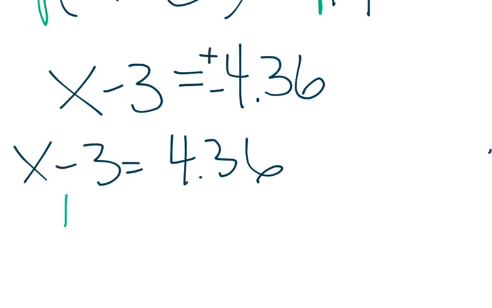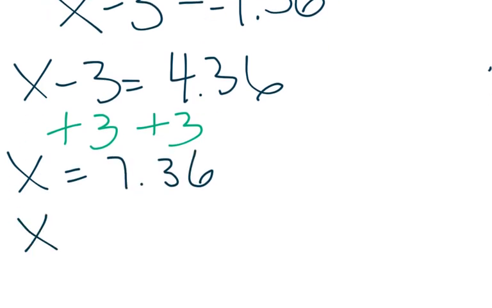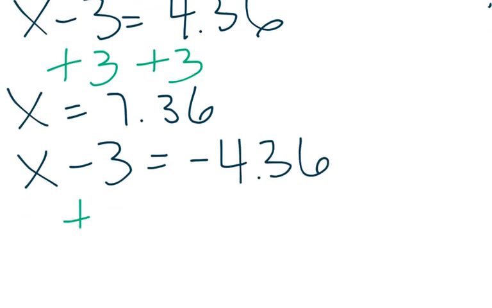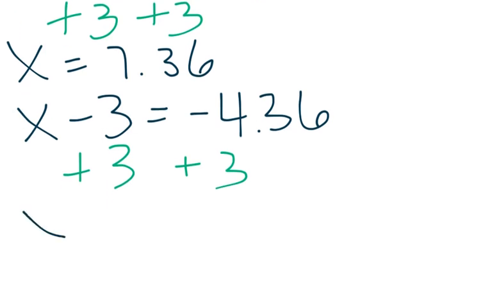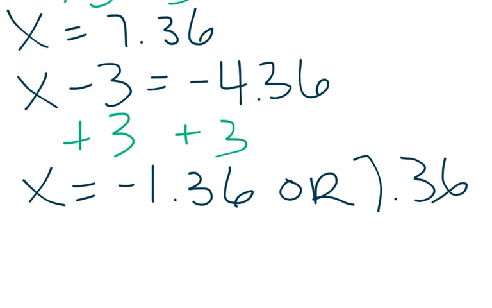So we are going to add 3 to both sides. So x equals 7.36. Now we want to say x minus 3 equals negative 4.36. So once again, we're going to add 3 to both sides, but now we have negative 4.36 plus 3, so x equals negative 1.36. So this is your final answer, x equals negative 1.36 or positive 7.36.